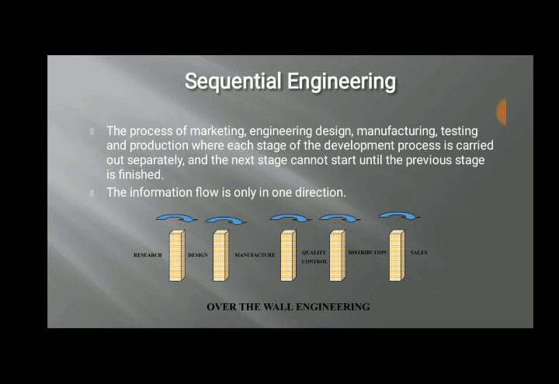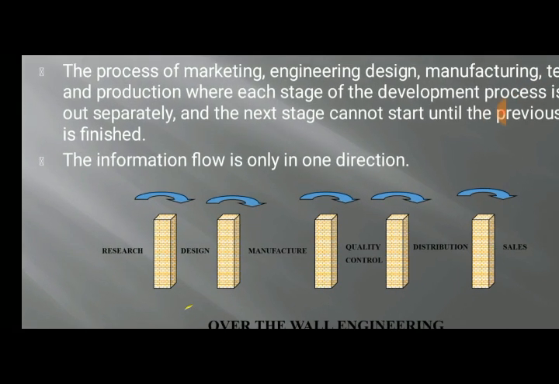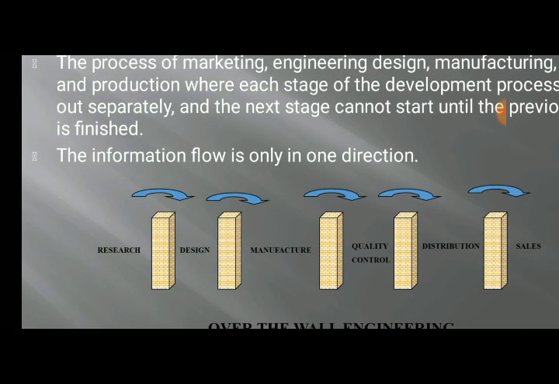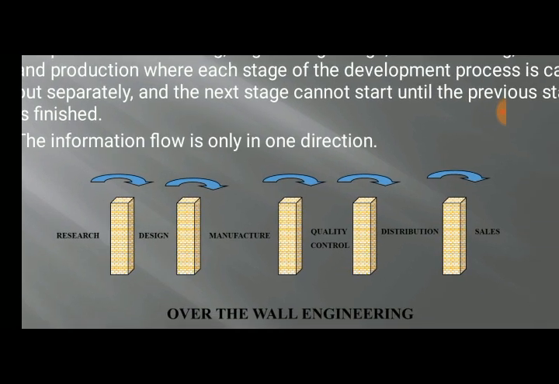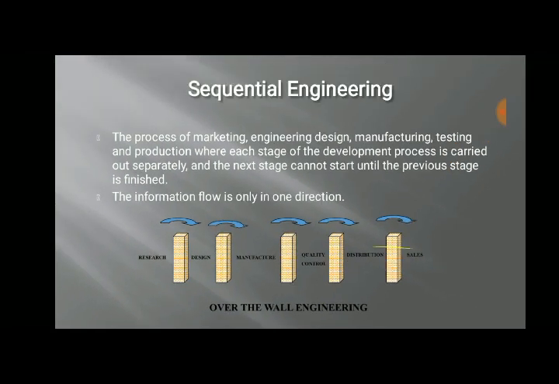The design process is at the first. So this is the simple definition. Here the information flow is only in one direction, that is first research, then design, then manufacture, quality control, distribution and then sales. It should be in order. It is also called overall engineering.